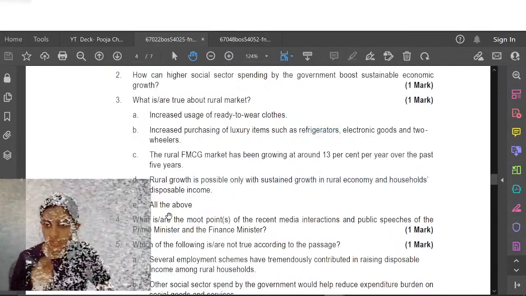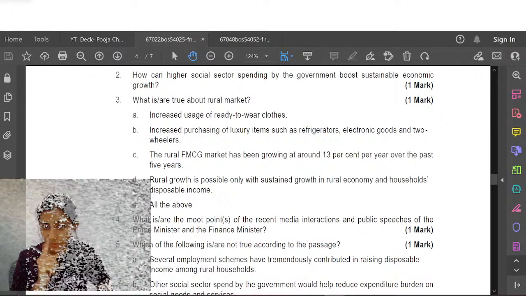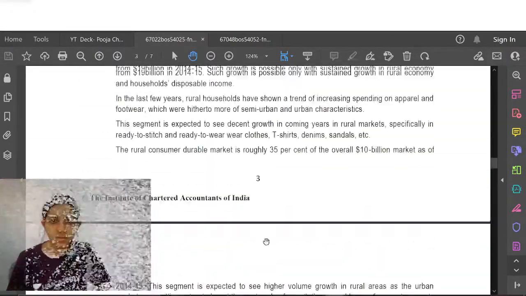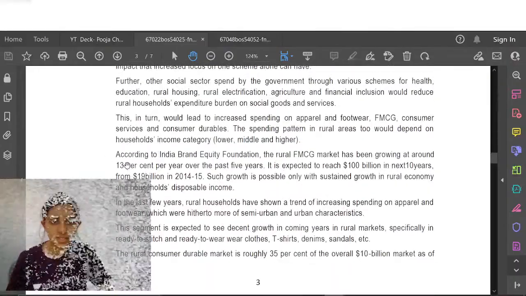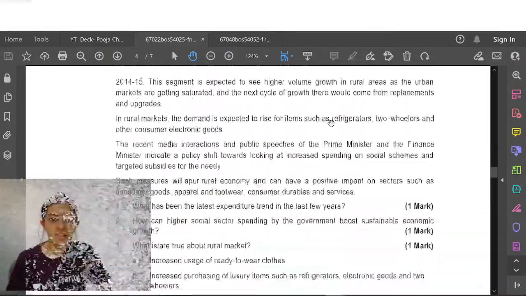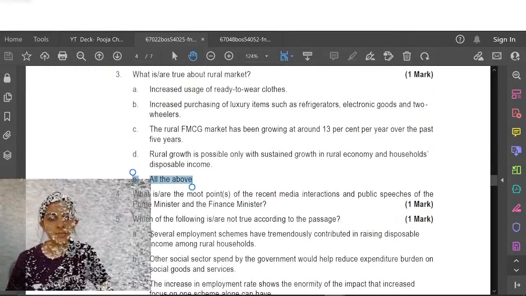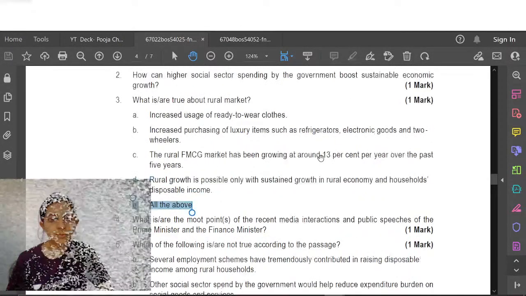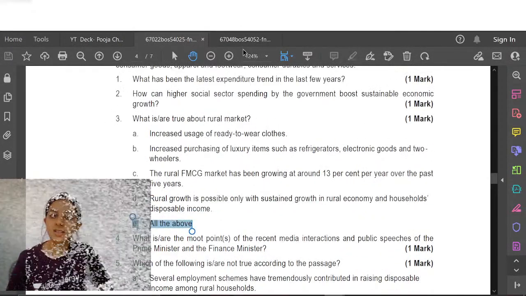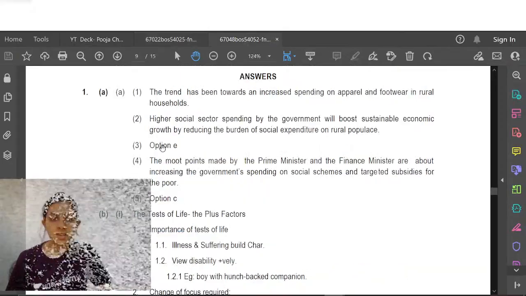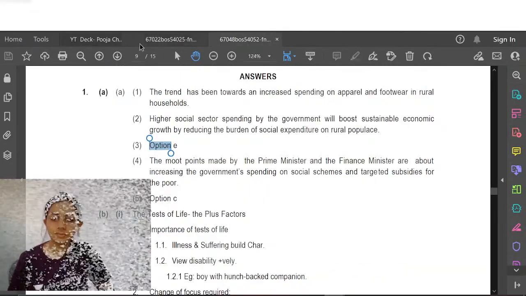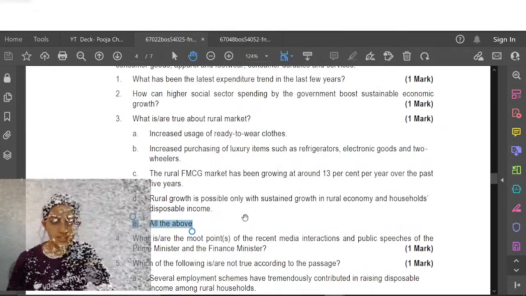sustained growth in rural economy of household disposable income. This also we did. Now, if you are able to find 13%, yes, 30%, then I think the correct answer for this is all of the above. What is or are true about rural markets? All of the above. Yay, see? Let's go to the next one.